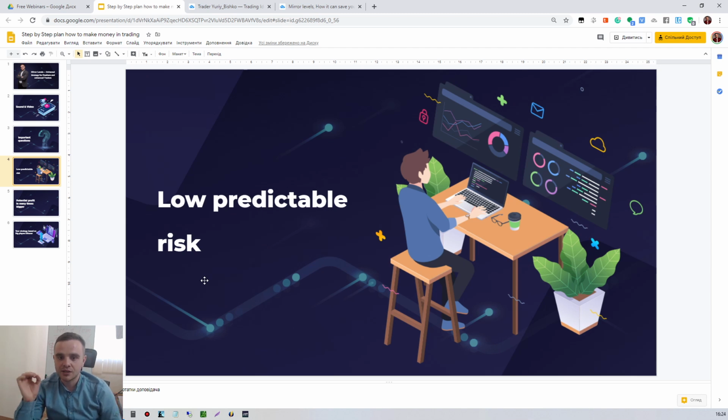In all trading, it's important to have low predictable risk, because many people hunt for a huge amount of money, because you see a lot of ads from some companies, but for a start you need to protect your account. That's why it's important to have low predictable risk. Friends, in a few minutes I'll show you how to build it, but first I'll explain why it's important.